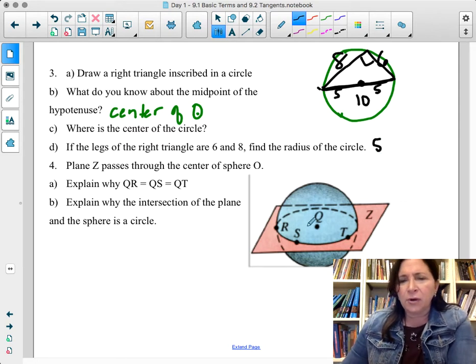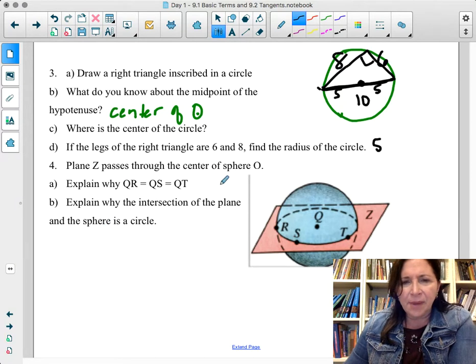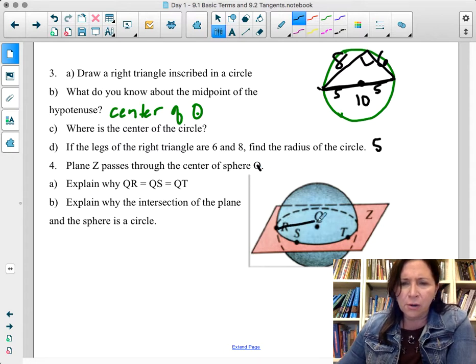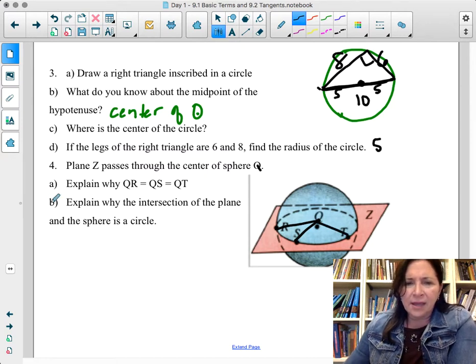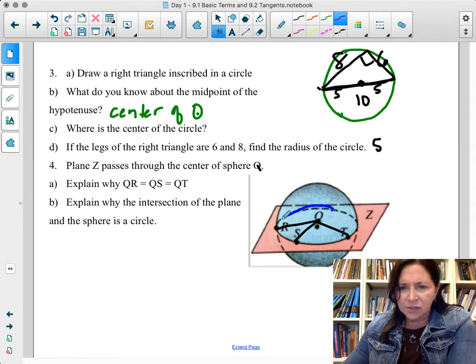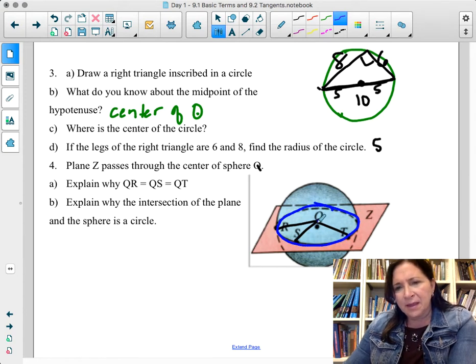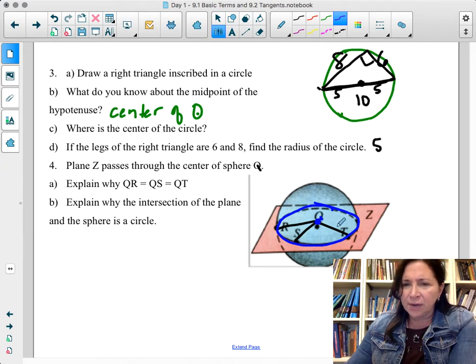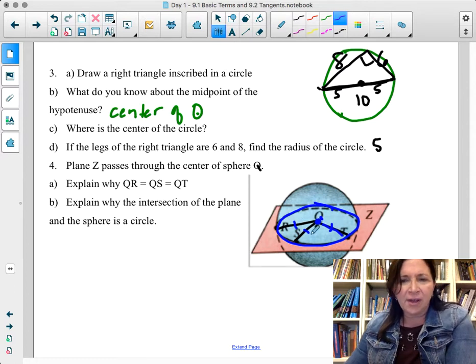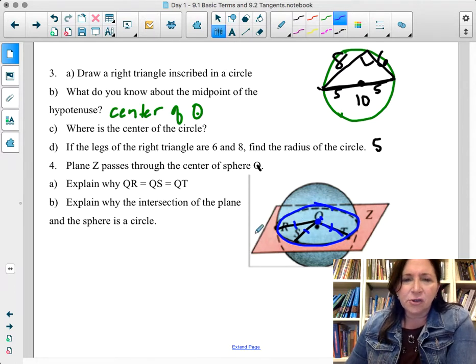Now we're looking at this shape down here. Plane Z passes through the center of sphere Q. So explain why QR is equal to QS and equal to QT. Well, they're all radii. And if you look at the intersection of the plane and the sphere right here, this is a circle. A circle, by definition, where center Q is the middle, has all radii congruent. These are all the same values. If those are all the same values, then they're all an equal distance, and it's a circle.